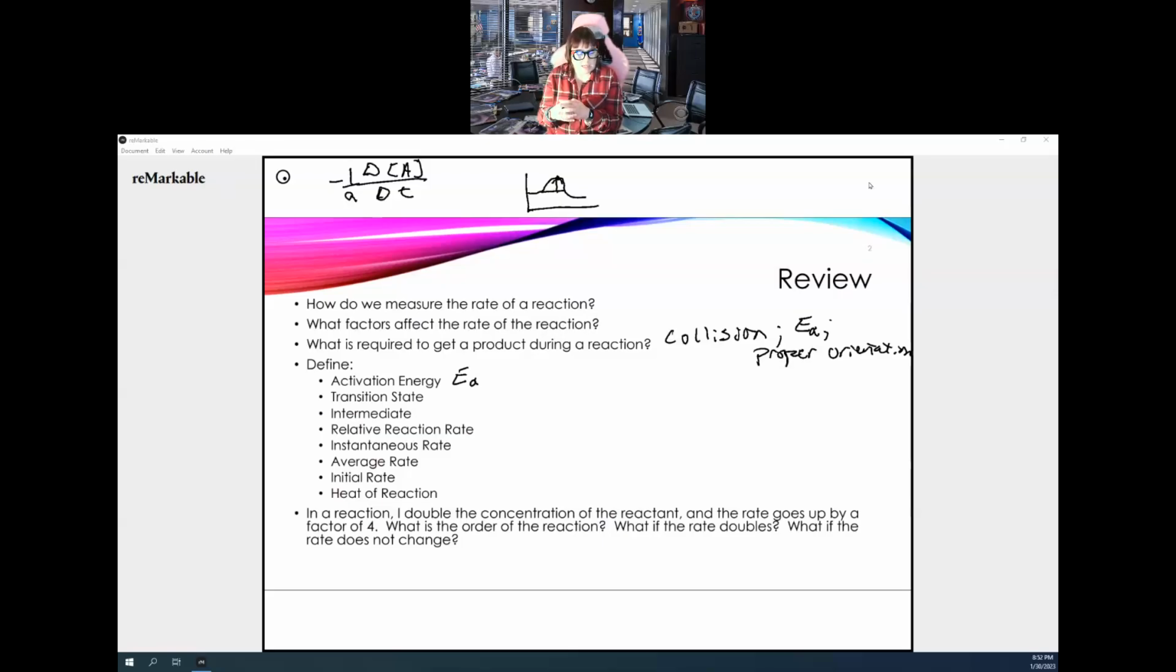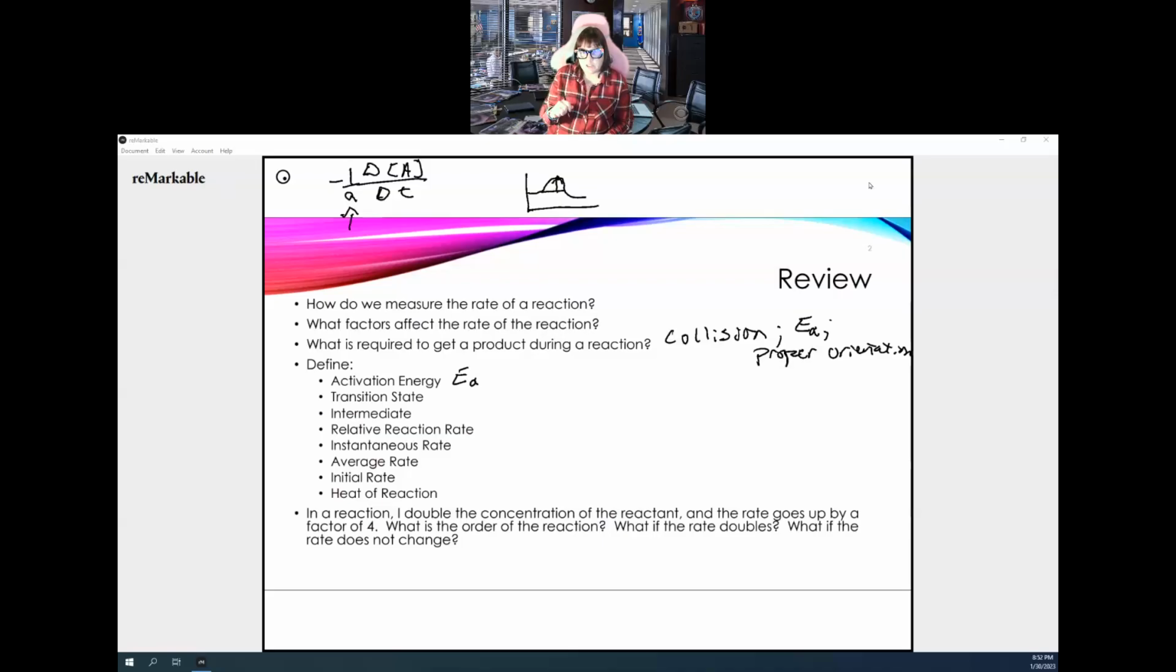Now, an intermediate is something that I can measure, and it happens in between a couple of different steps. We haven't talked about that yet, so I don't know why that's there, but that's what that is. A relative reaction rate is one that is just specific to a given component, so it's missing the correction for the stoichiometry of the reactant or product.